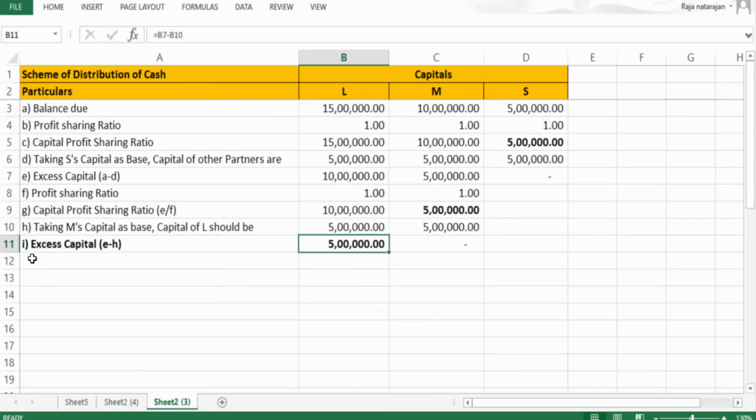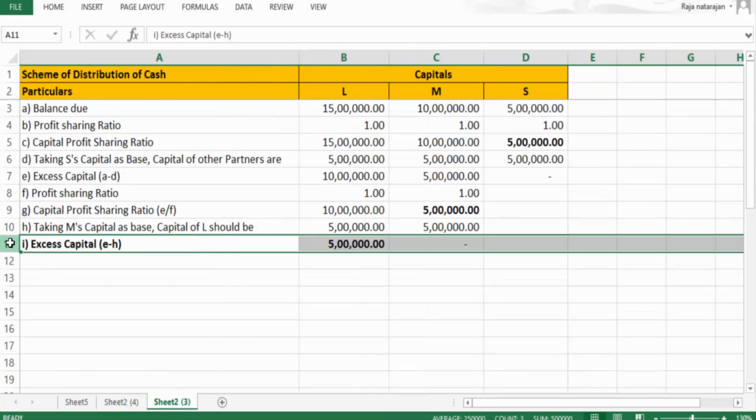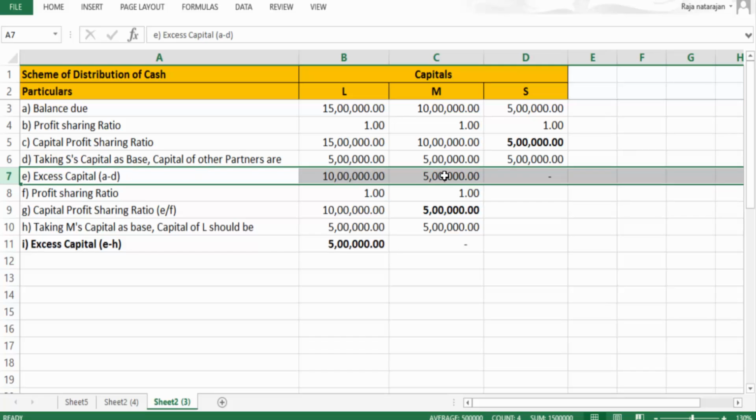Let's go and see. Whatever the excess capital of L has been paid, but if you go one step back, already you have understood that both L and M have an excess capital, because as per this step M has an excess capital of 5 lakh and L has an excess capital of 10 lakhs, right? So out of this 10 lakh, 5 lakh has been paid, so still another 5 lakh is pending, and for him also 5 lakh is pending. So let us pay the 5 lakh for L and 5 lakh for M.